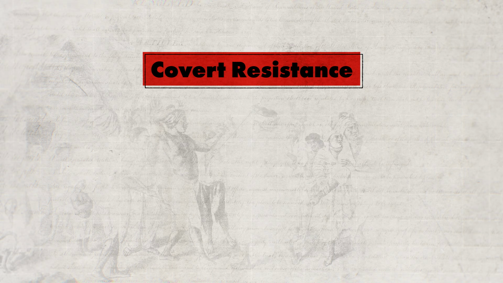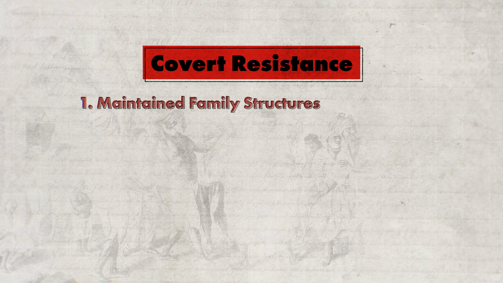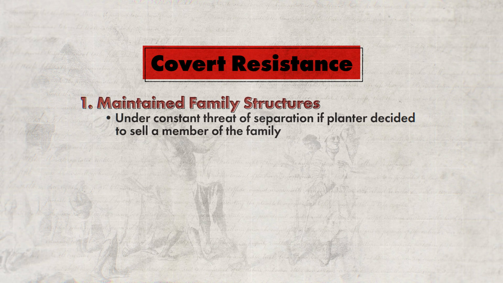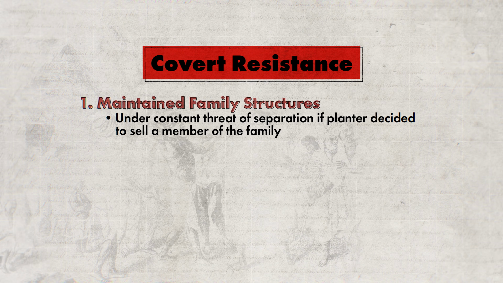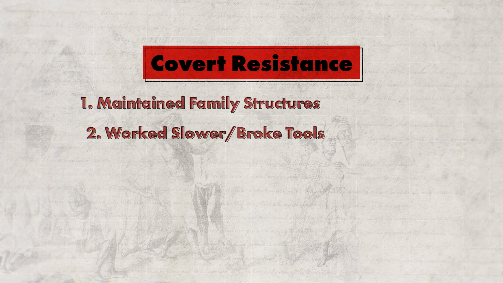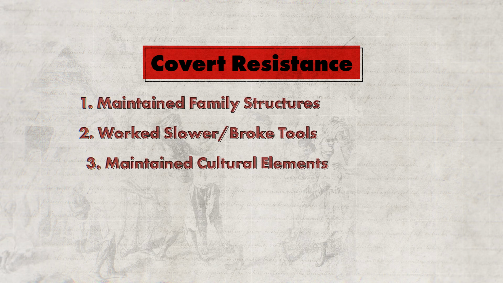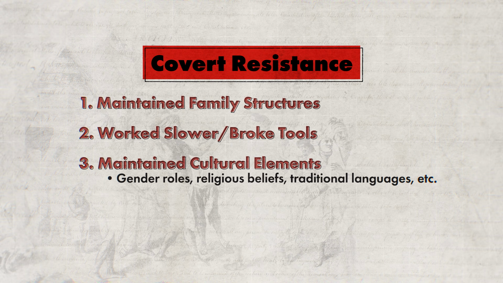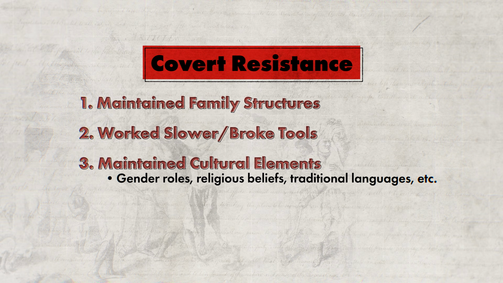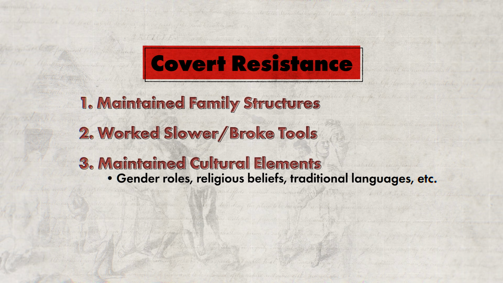For example, enslaved people attempted to maintain their family structures in secret even though they were under the constant threat of separation if a planter decided to sell one or the other members of the family. Or sometimes they worked slower or broke tools, both of which were ways to hinder the progress of the plantation, even if only subtly. Additionally, many enslaved Africans worked hard to resist the dehumanizing effects of slavery by maintaining cultural elements that they carried from their ancestral home, things like gender roles and religious beliefs and their own traditional languages out of the hearing of their white masters.